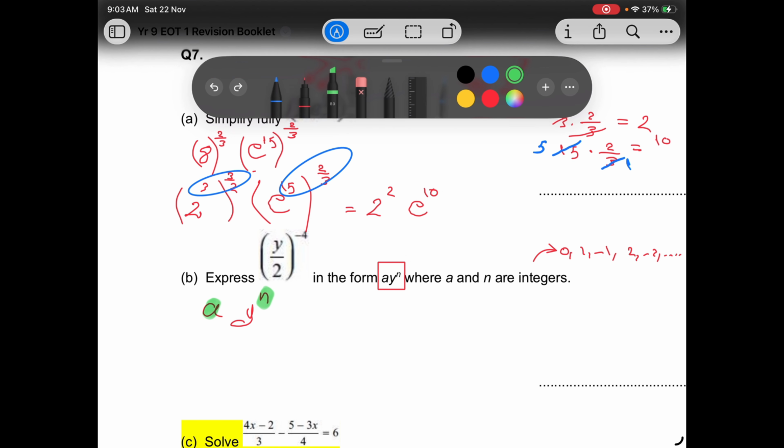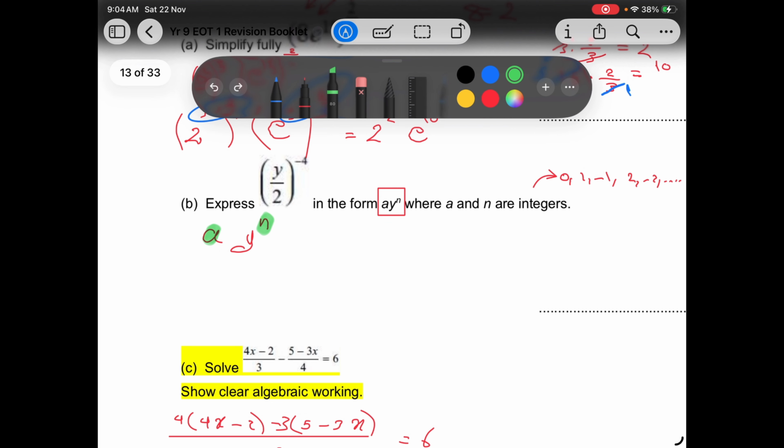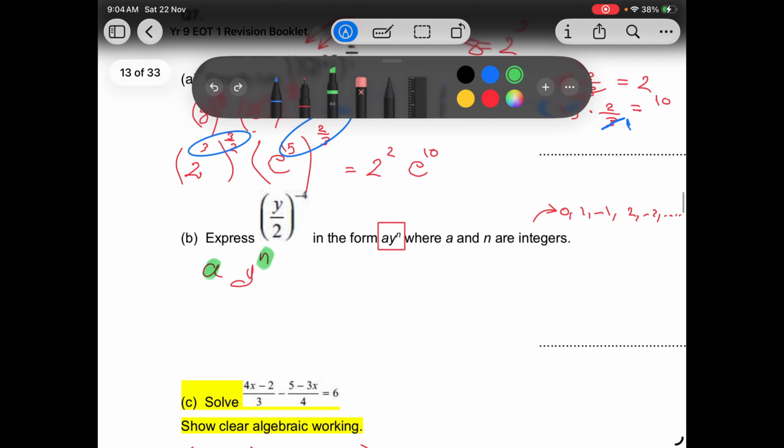So a can be 1, 2, not 0 of course, we can't have a 0 coefficient, 1, 2, 3, 4, and minus 1, minus 2. So the a and n must belong to this set. So let us work this out taking all circumstances into consideration, guys. First of all, what I can do is distribute this power to both top and bottom.